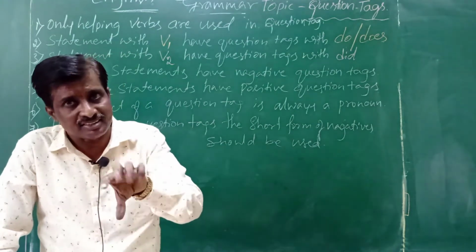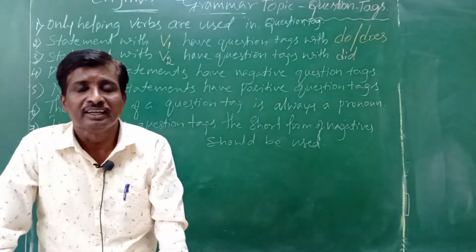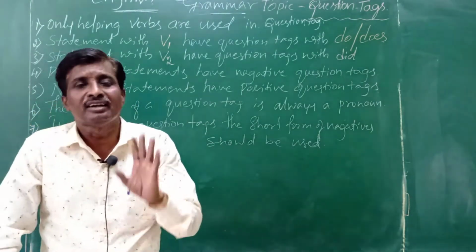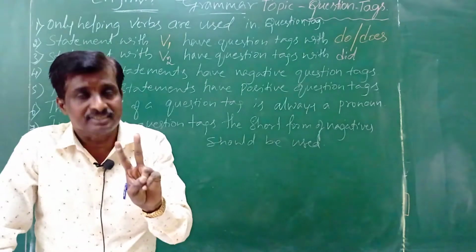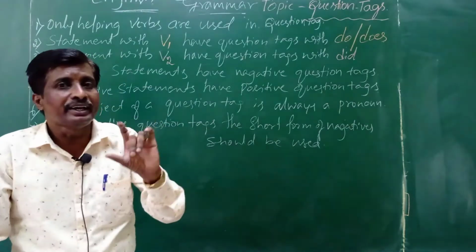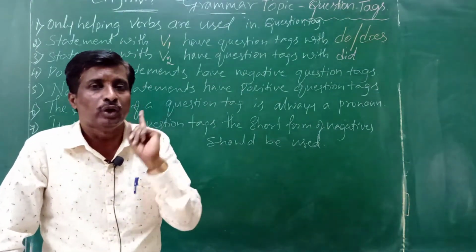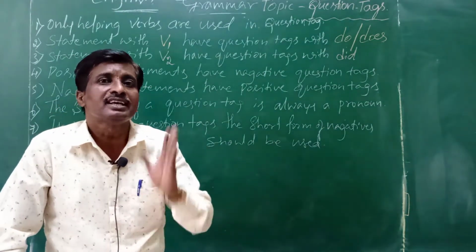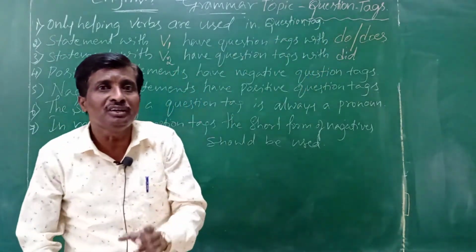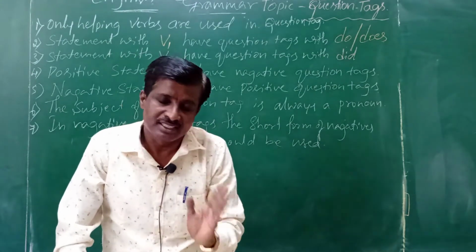Like this, there are three types of sentences, four kinds of sentences, and how many kinds of statements are there in English? If I ask this question to you, what is your answer? No, children, you need not think like this. You should answer, there are two kinds of statements. Not sentences, statements. One is positive statement, another one is negative statement. We should add the question tags to these two types of statements only.